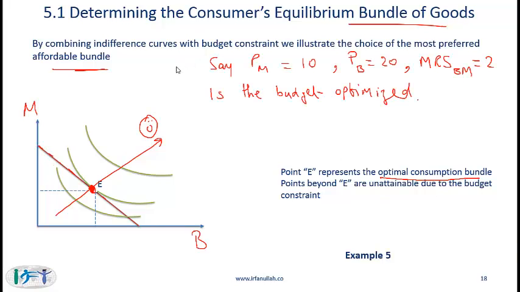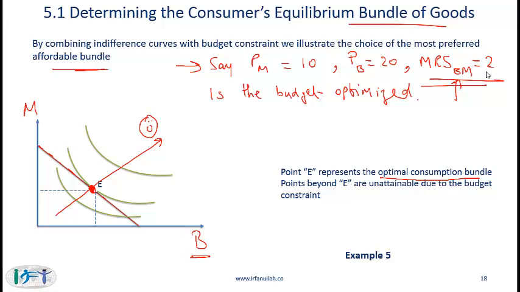Let's consider a scenario. Say the price of milk is 10, the price of bread is 20, and you are at a point where the marginal rate of substitution of bread for milk is 2. Is your budget optimized? Here we are going to combine what we have learnt in the last two sections. Marginal rate of substitution of bread for milk is 2. What does this mean? Recall, bread, the item that is written first, is the x-axis item. Milk is the y-axis.